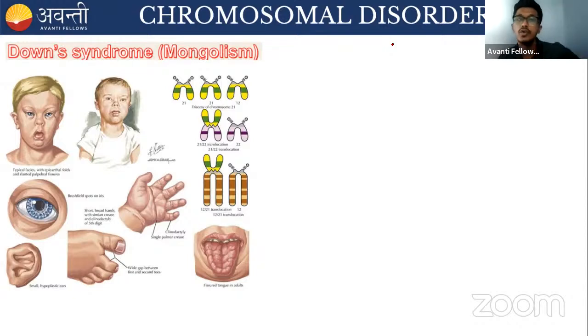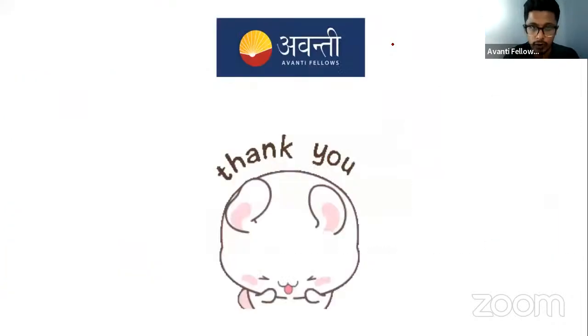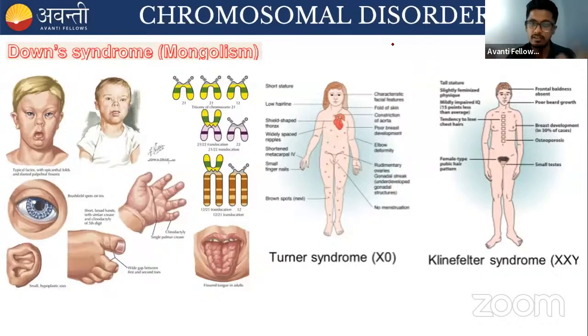So guys, I think you know the symptoms and they are in your textbook, so we're just going briefly according to the syllabus. Next we have Turner syndrome and Klinefelter syndrome. Down syndrome is an example of autosomal trisomy. Then you have another type, sexual monosomy, and then trisomy. Turner syndrome is called sex chromosome monosomy, and Klinefelter is a sex chromosome trisomy.